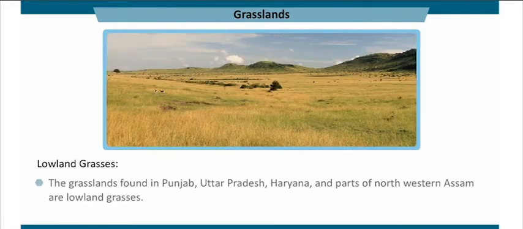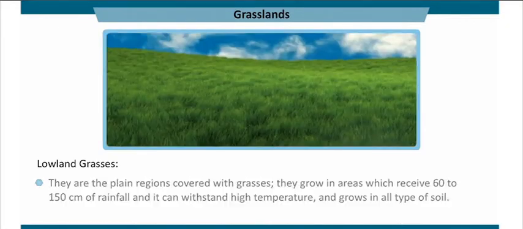Lowland grasses. The grasslands found in Punjab, Uttar Pradesh, Haryana and parts of northwestern Assam are lowland grasses. They are the plain regions covered with grasses. They grow in areas which receive 60 to 150 centimeters of rainfall, and they can withstand high temperature and grow in all types of soil.